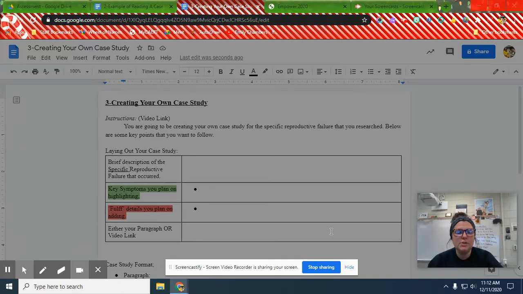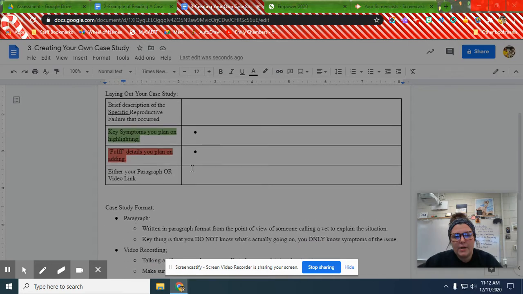Okay, guys, I'm going to talk through step 3, creating your own case study. So here are your instructions. You're going to be creating your own case study for a specific reproductive failure that you researched. Below are some key points that you want to follow.